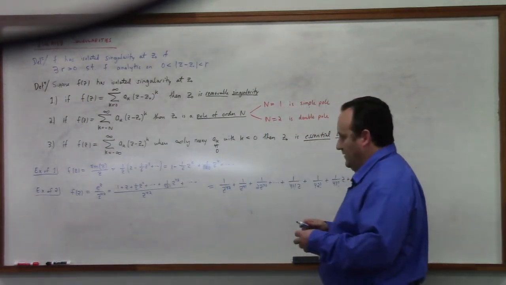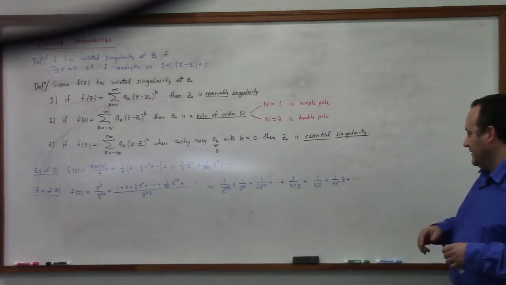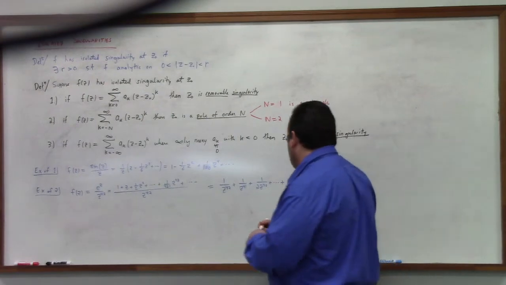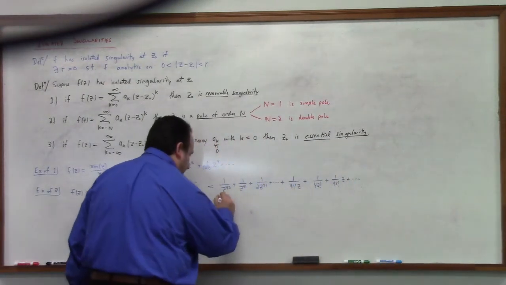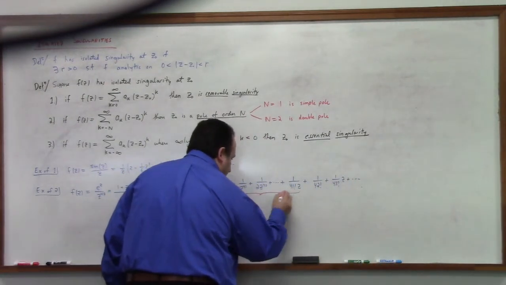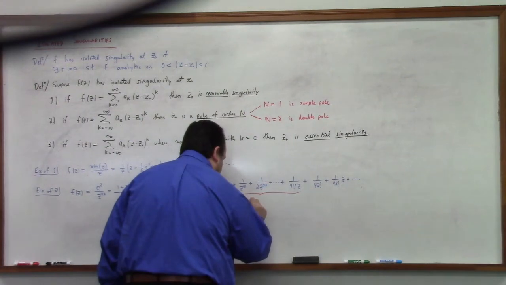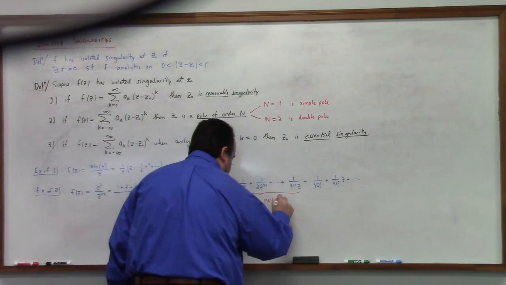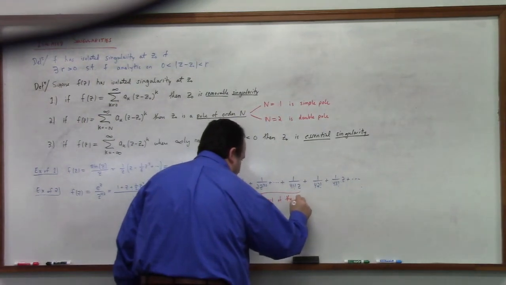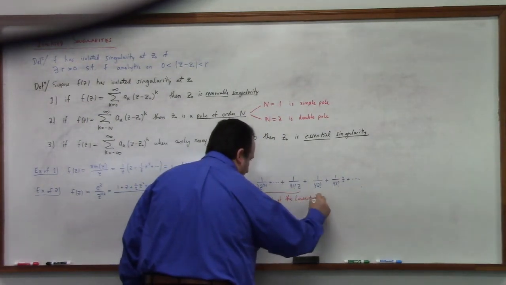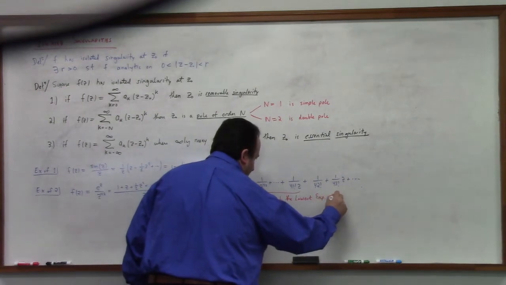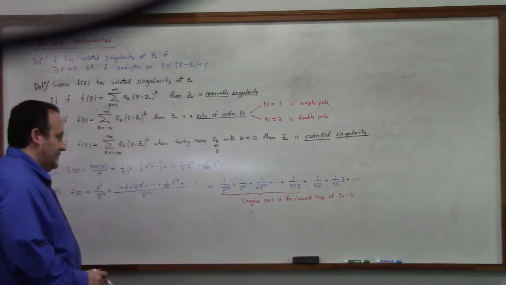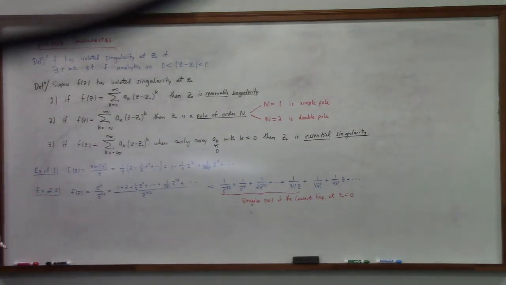Anyway, it's kind of a ridiculous example, but I did it mostly just so I could point out to you that this piece right here, I would refer to as the singular part of the Laurent expansion at z not equal to 0, right? And so that's a pole of order 42.